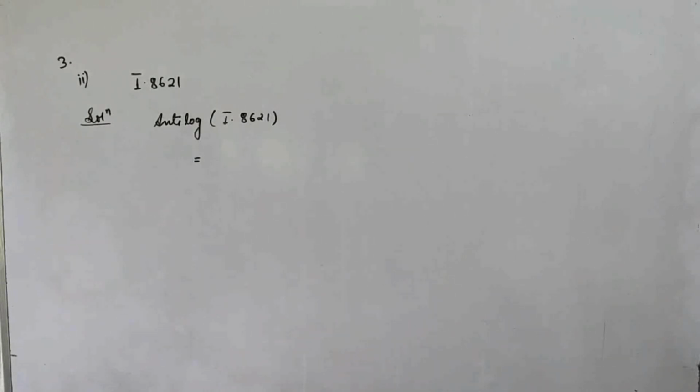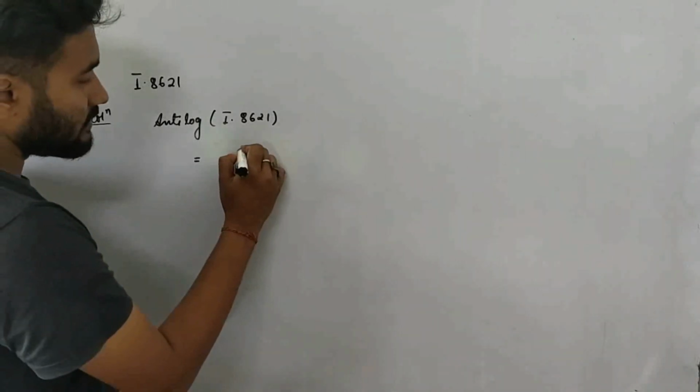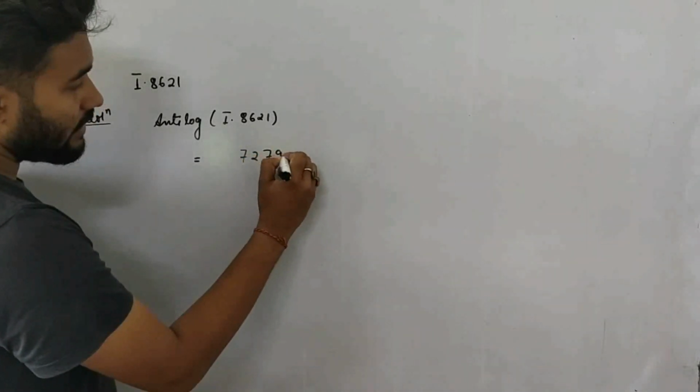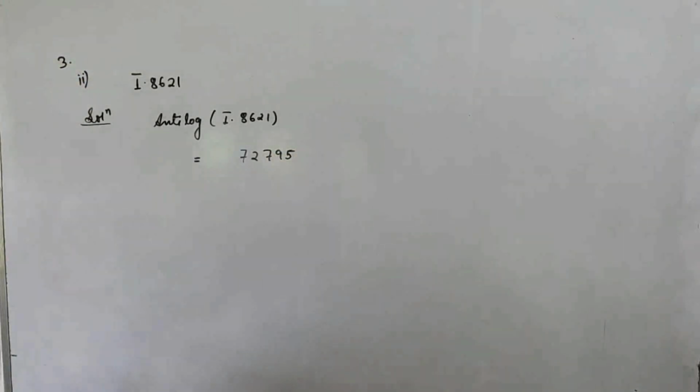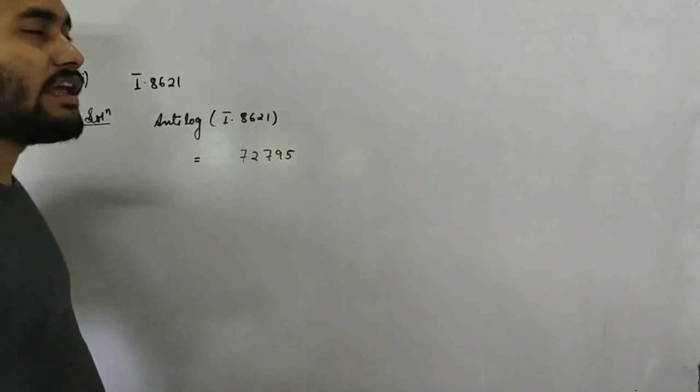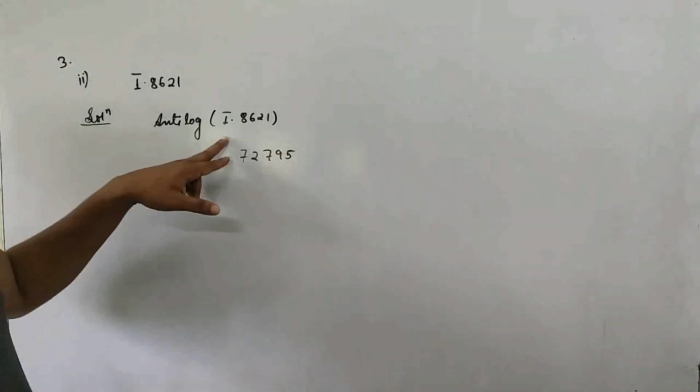72 plus 1. This will be 72795. Okay, let me check once again. 72795. Okay, now the characteristics part.